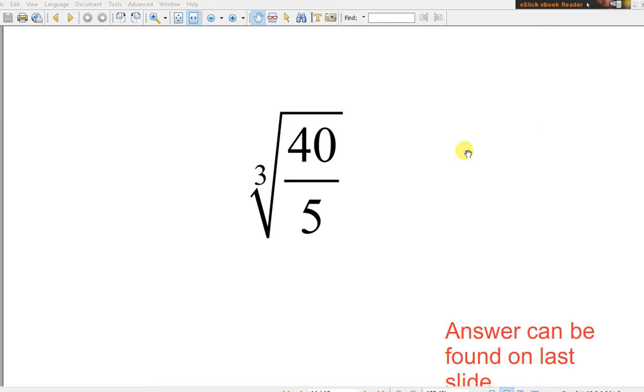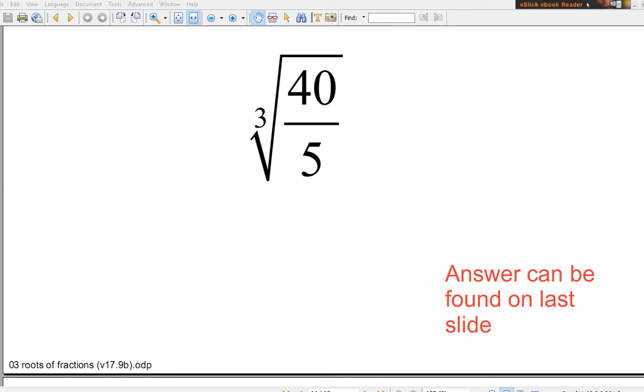All right, let's do this one. I don't know the cube root of 40. I don't know the cube root of 5, but I can simplify that thing down, so let's simplify it first. What's 40 divided by 5? 40 divided by 5 is 8. Ooh, I know the cube root of 8. Cube root of 8 is 2.